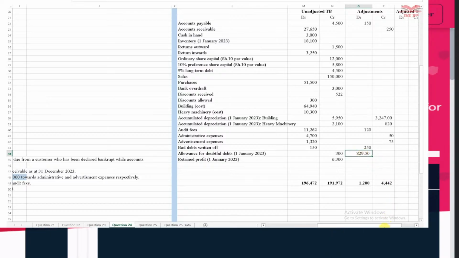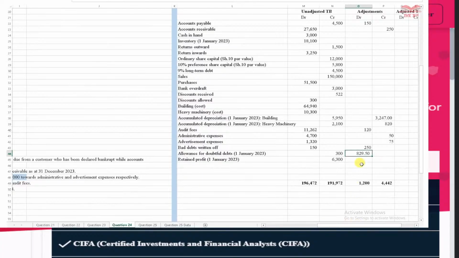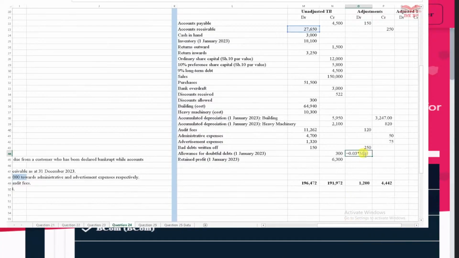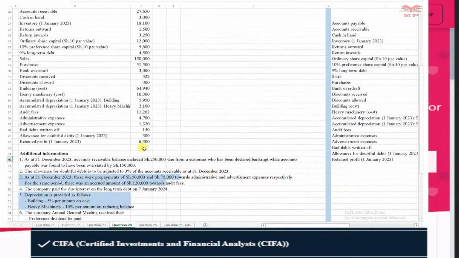Just check again what they're saying. Allowance for doubtful debts to be adjusted to 3% of accounts receivable as of 31st December 2023. So I can first of all ignore that for the time being. And then you're seeing retained profits. Let's see what we're told about the retained profits first.